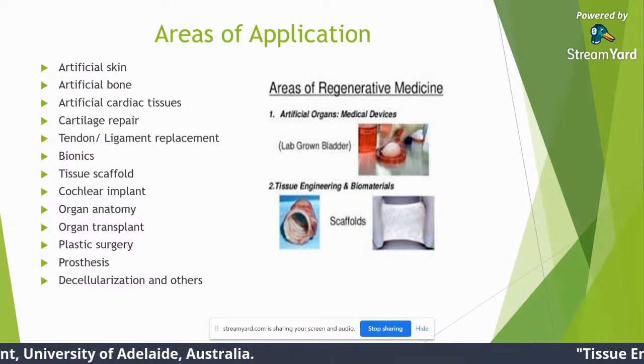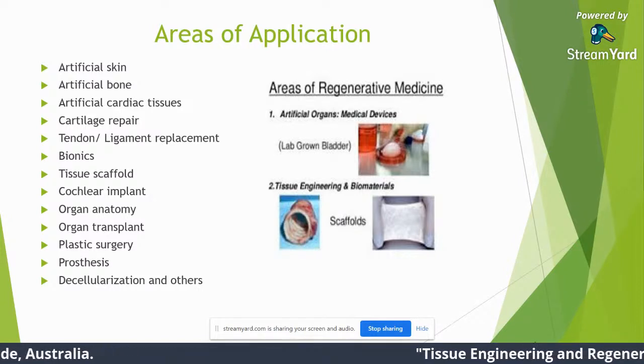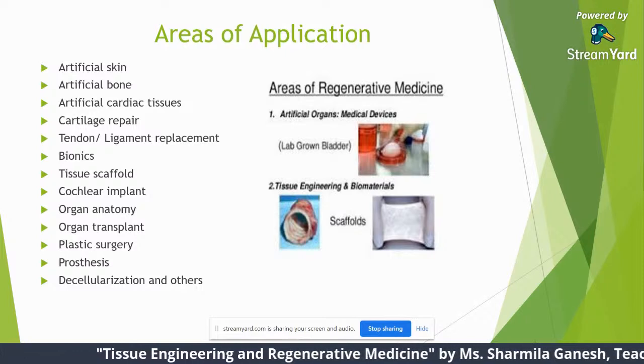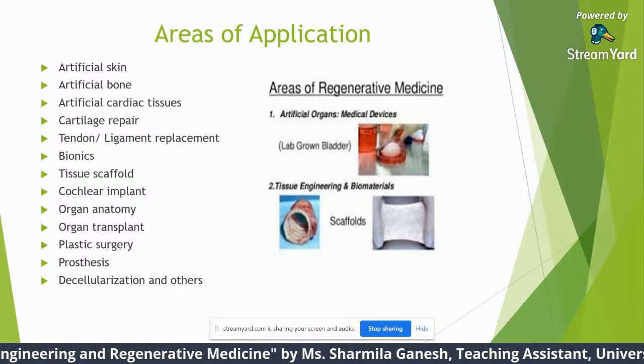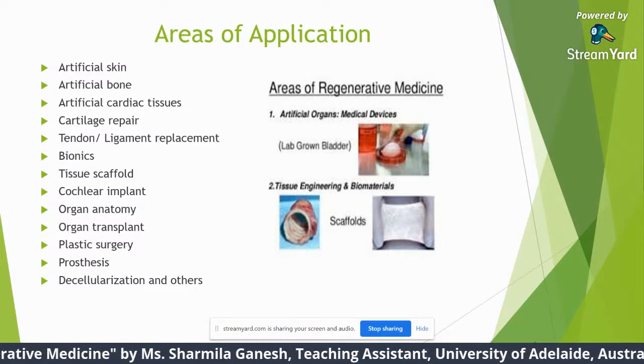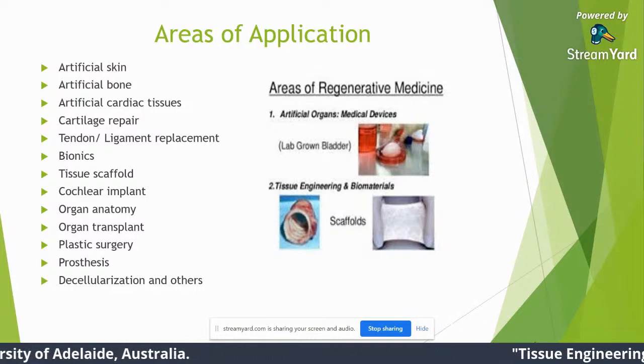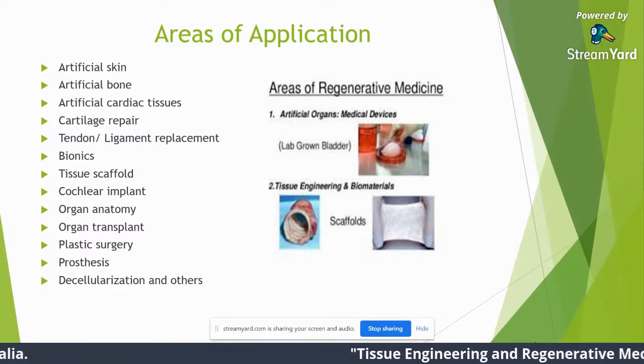So here is a picture of a 3D structure of a scaffold, which is being used for tracheal replacement. And there's another picture which is showing an artificial urinary bladder, that is a lab grown one with the help of scaffolds.